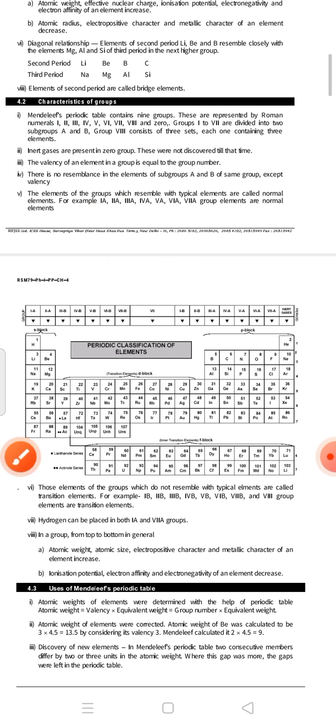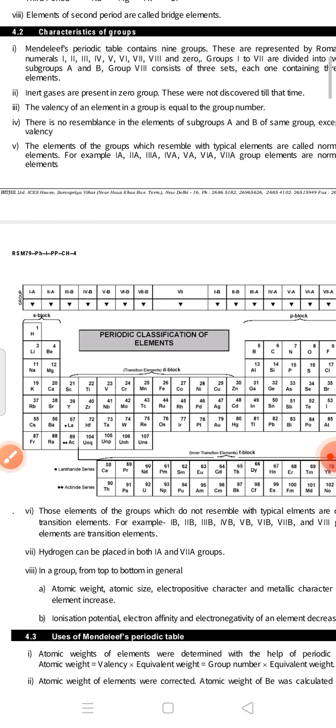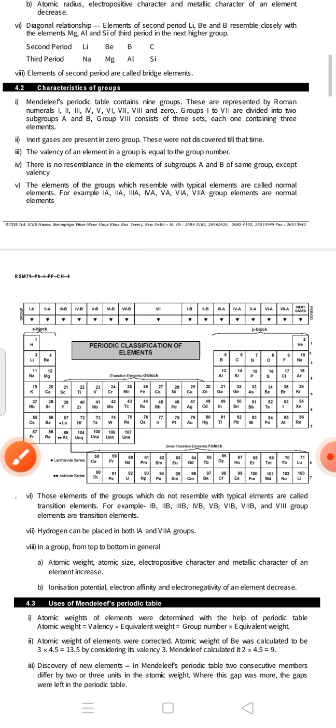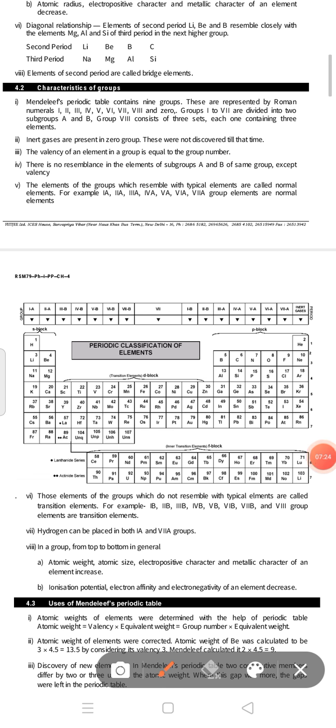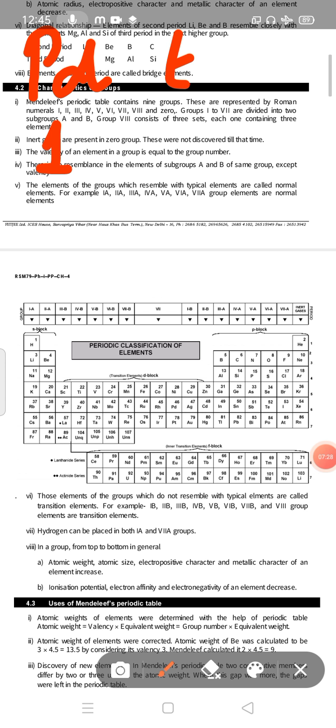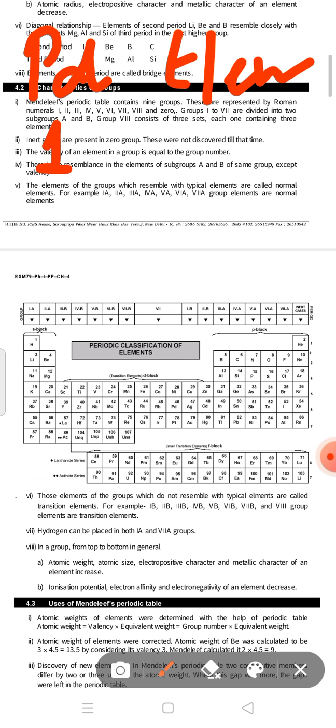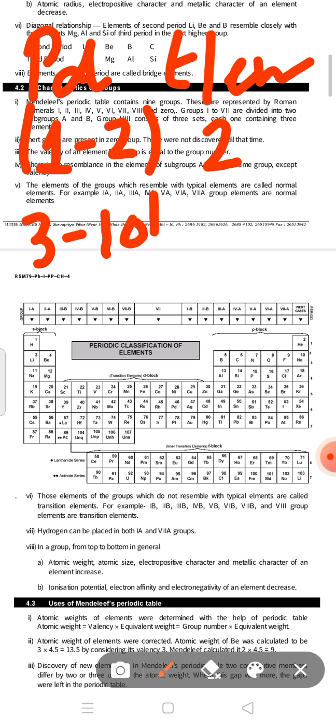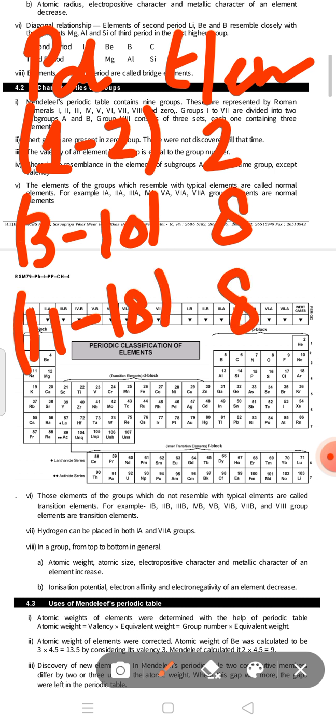As you may see, in the first period there are only 2 elements, hydrogen and helium. First period, number of elements I am giving here, only 2 elements, atomic number 1 to 2. For the second period, atomic number 3 to 10. There are 8 elements. In the third period, 11 to 18, 8 elements are present.